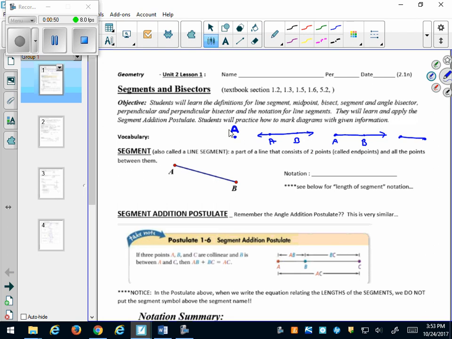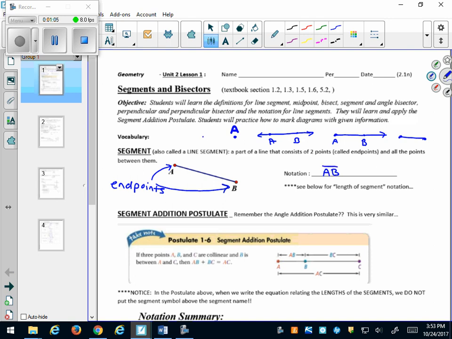It has two endpoints, named endpoints because they are the points on the ends. A segment is named by its endpoints.